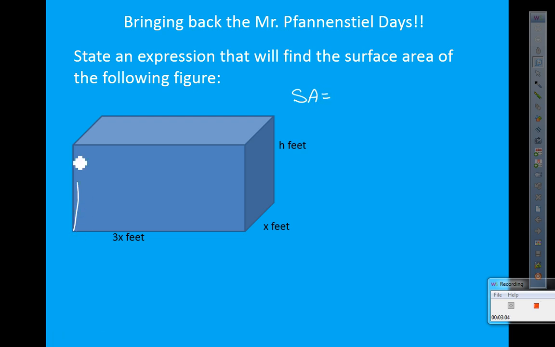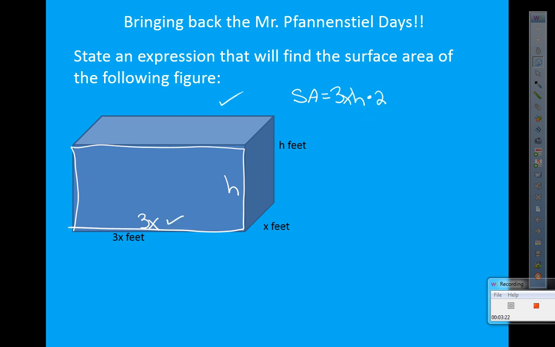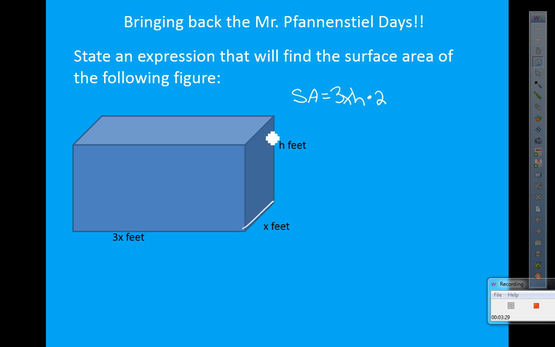Once again, let's pick on this front panel. I've got a length of 3x. I've got a height of h. So far, I've got 3xh. And there's 2 of them, one on this side, one on that side. So at the moment, I'm up to 6xh. Let's move over to this side now. It's got a length of x, a height of h, and there's 2 of them. So for the sides, I've got 2xh.